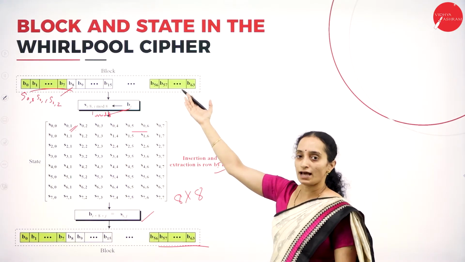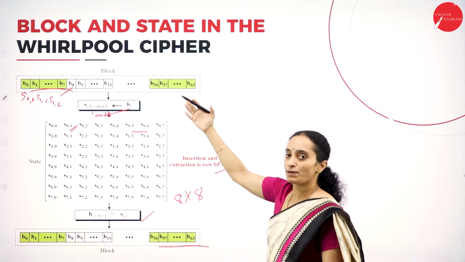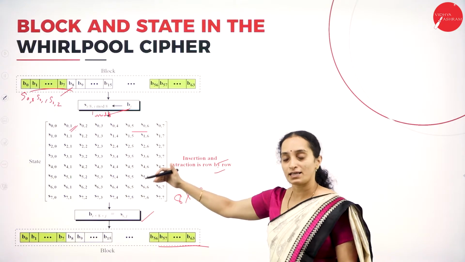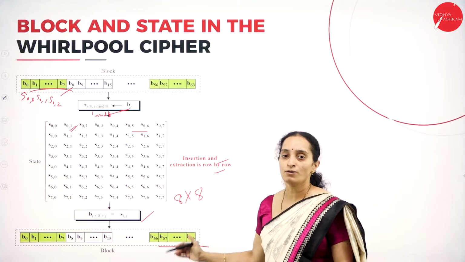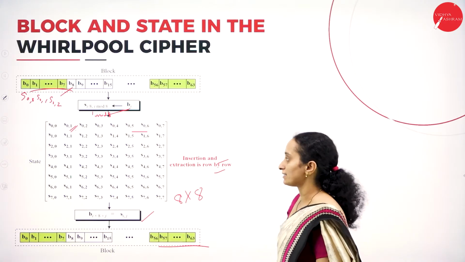Now we can transform from state to block for encryption as well as decryption. Encryption will be done over the state, so the block will be converted to state. Decryption will be done on the block, so the state is again converted to block.